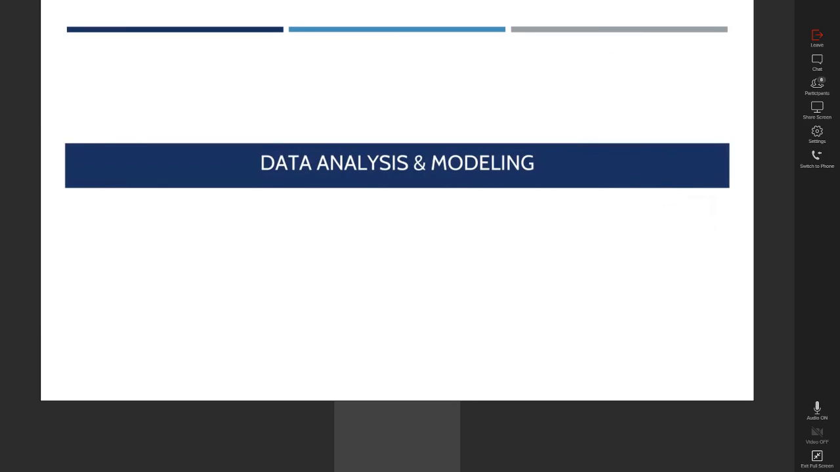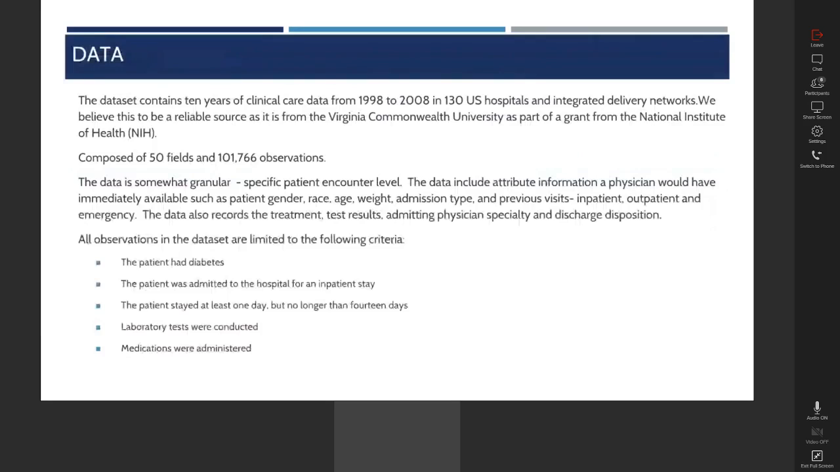Okay, so I'm going to go ahead and cover data analysis and modeling. Just a few points regarding our data set. Whenever you're looking for a data set, you want to make sure that there's a couple of criteria that are met, and one of those is reliability. We definitely feel our data set has met that criteria since it came from Virginia Commonwealth University and was part of a grant from the NIH.